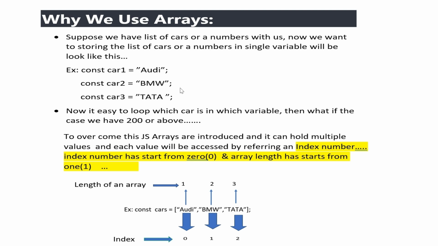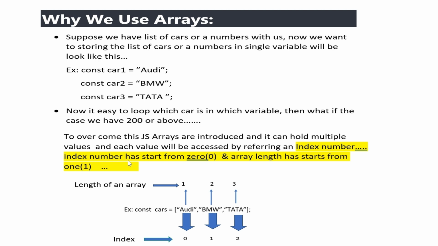Then what if we have 200 or above, or 2000 or above? We can easily identify Audi stored in the car1 variable, BMW in the car2 variable, and Tata in the car3 variable. And what if we have more than 2000 or 3000 items in the list? In that case, to overcome that, we can use arrays, and an array can hold multiple values, and each value will be accessed by referring to an index number.